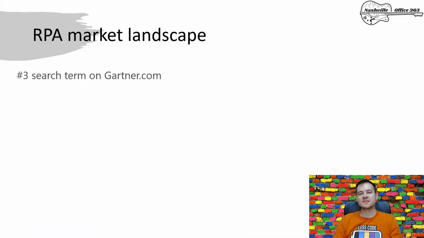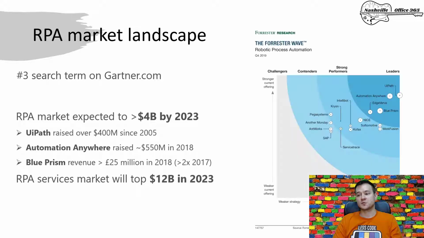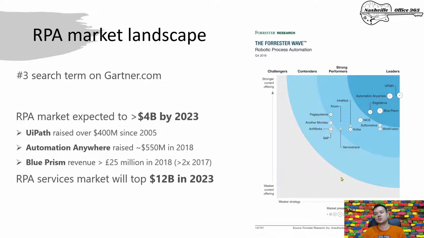All right. So what is RPA? Basically, RPA stands for Robotic Process Automation. This is a technology that actually helps you to mimic user behavior. Today, RPA is quite a huge market. It's really a huge market. It's the third search term on Gartner.com.